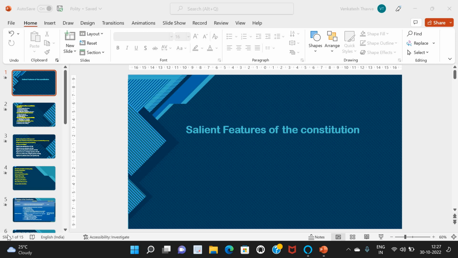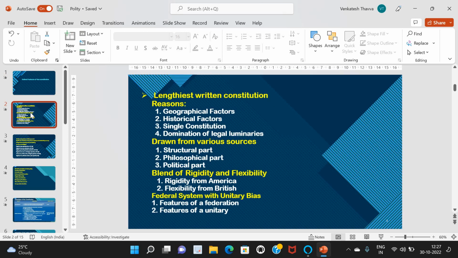First feature is the lengthiest written constitution. Constitutions are classified into two types. One is written constitution and another is unwritten constitution. Example for written constitution is the American Constitution. Example for unwritten constitution is the British Constitution.